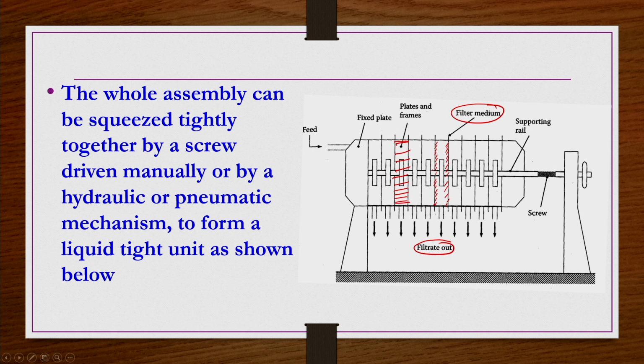Like that, N different units are put together and then screwed together, so that they form a liquid tight unit. The liquid should come only through the filtrate outlet pipes, not from the other points. Okay.